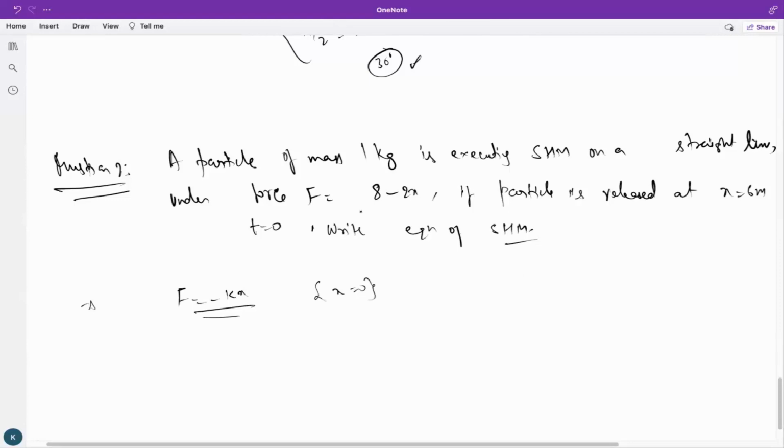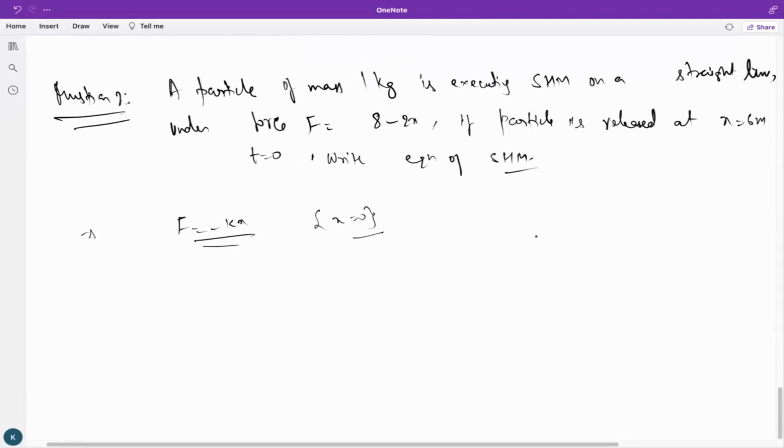But in this question, our mean position is not x equal to 0. Our mean position is somewhere else, which is where the net force is 0. We will calculate it later. First, try to understand the question. If the particle is released at x equal to 6 meter, then write the equations of motion.